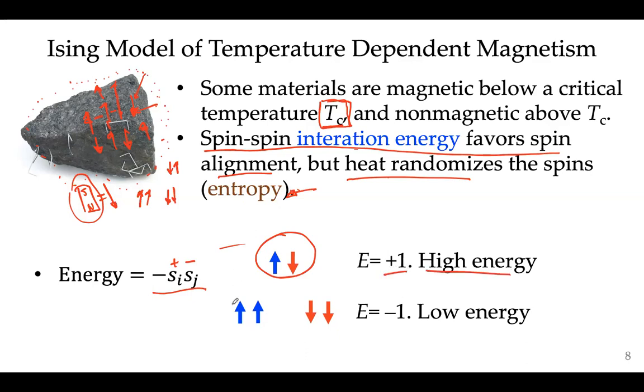But if the spins are aligned, you would get positive times positive, and with the extra negative this gives you negative. The down-down case also gives you negative. So if they're aligned, what you get is -1 for the energy. This is the low energy case. In nature, things try to go to low energy. So that's why spin alignment, as I mentioned before, is favored in this model.